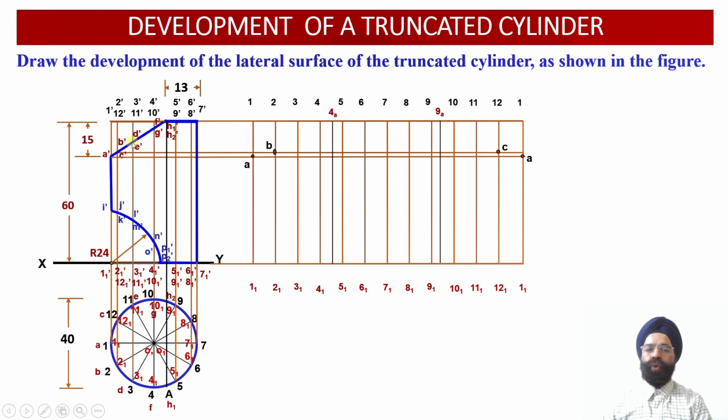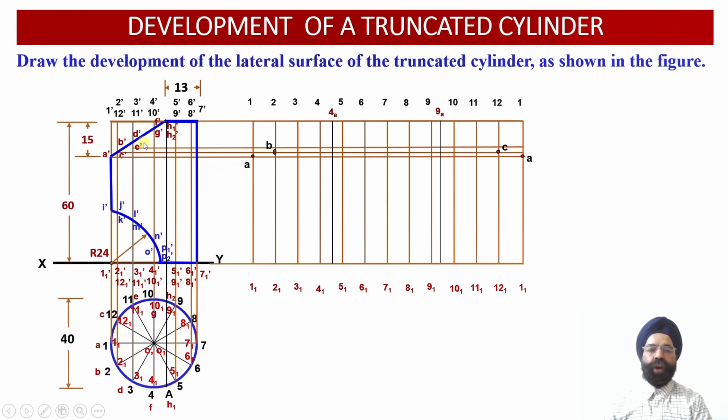Now the next 2 points of intersection are D dash and E dash, corresponding to the vertical generators 3 dash, 3 1 dash and 11 dash, 11 1 dash over here. Point D happens to lie on the vertical generator 3 3 1. Point E happens to lie on the vertical generator 11 11 1.